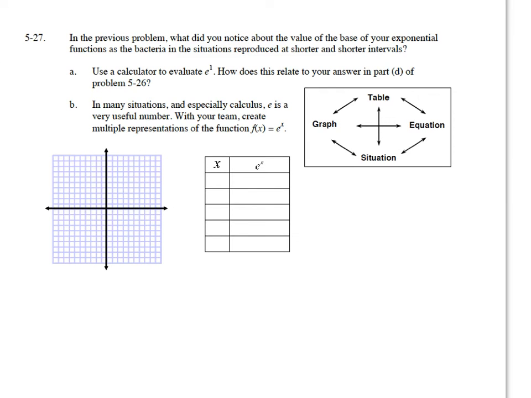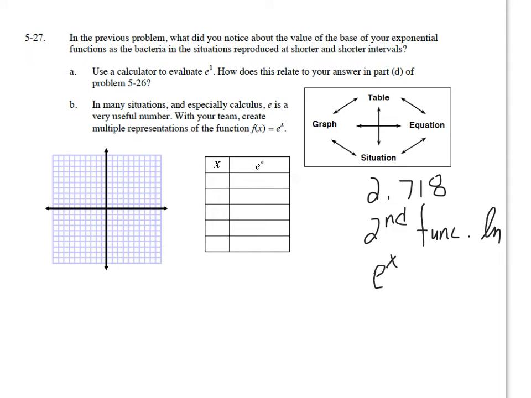Now, what we're going to do is take a look at that base. That base was 2.718. I would like you to go to your calculator and find the LN button. And the second function of this LN button is your E to the X button.